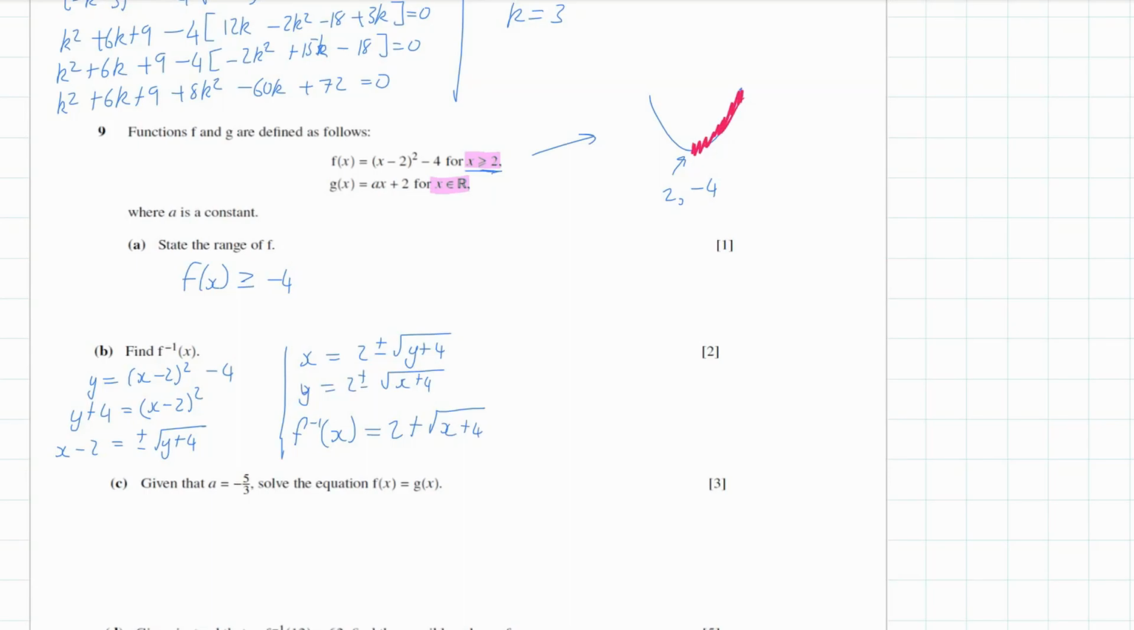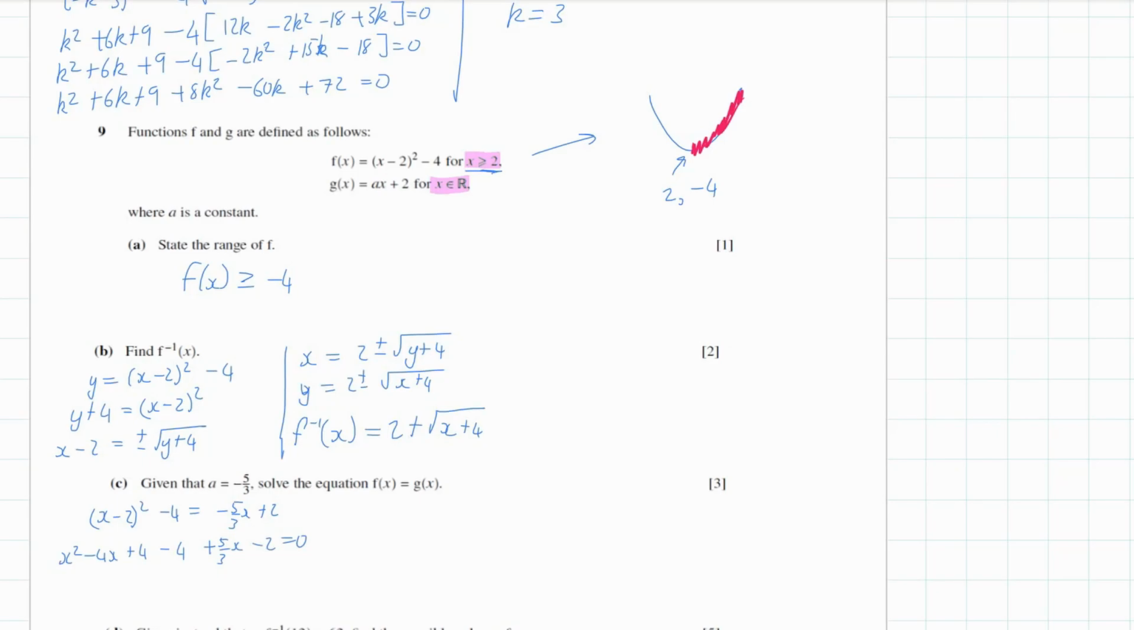Now, given that a is equal to negative 5 over 3, we've got to solve the equation. So we're going to go x minus 2 all squared minus 4 is equal to negative 5 over 3 x plus 2. We are going to expand the brackets on the left hand side, so we get x squared minus 4x plus 4 minus 4, and then we're going to add this other nonsense across, so plus 5 over 3x. That's a horrible looking 3, isn't it? Let's rectify that. Minus 2 equals 0.